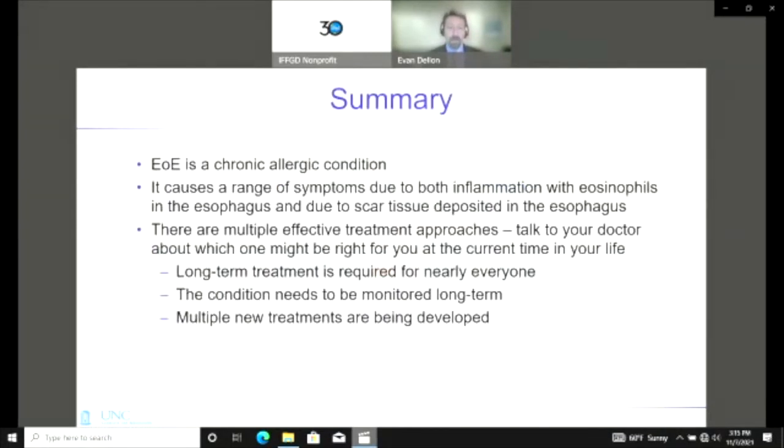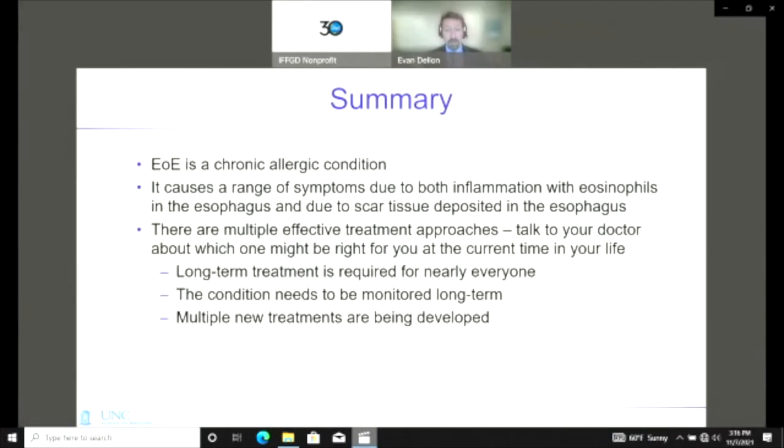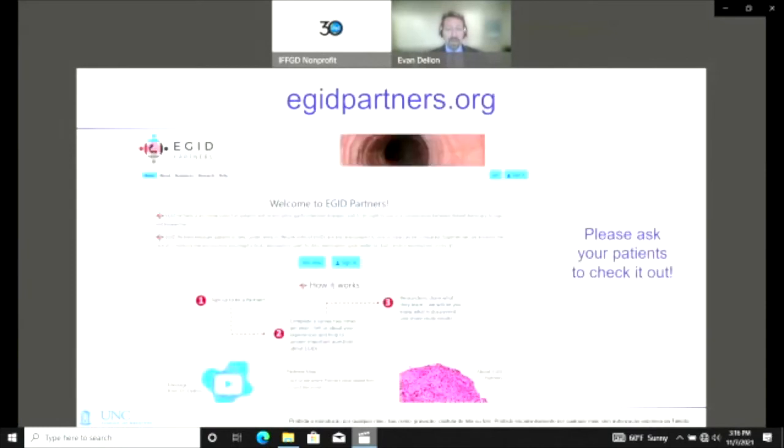So in summary, EoE is a chronic allergic condition that causes a wide range of symptoms that are due to both inflammation with eosinophils in the esophagus and scar tissue deposited in the esophagus from the inflammation. There are multiple effective treatment approaches, so talk to your doctor about which one might be right for you at the current time in your life. Long-term treatment is required for nearly everyone, and the condition needs to be monitored long-term, but multiple new treatments are being developed.